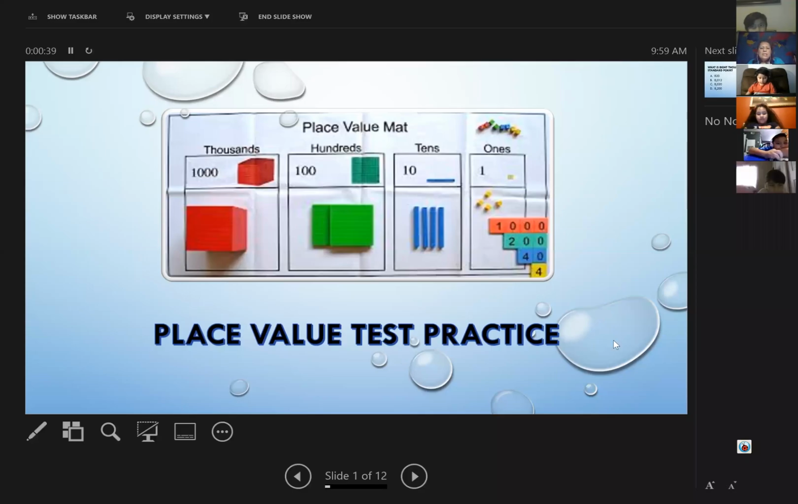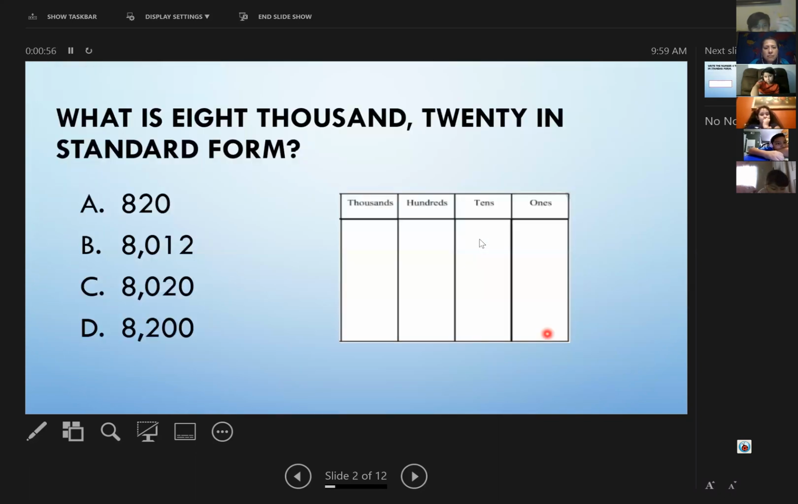Today we are going to do the chapter review about the place value test, and we're going to be solving some problems together so we know what kind of strategies I'm expecting you to show during the test. So the first question is similar to the sums we have been seeing before. The first question says, what is 8,020 in standard form?